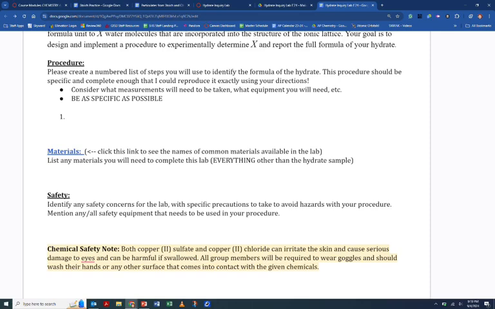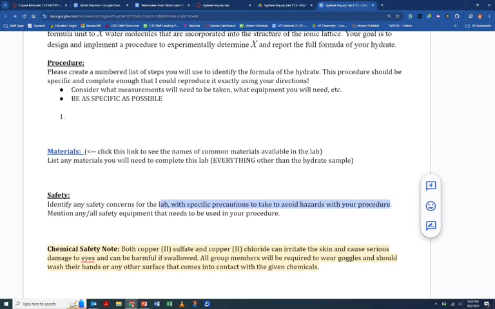I have made a note about chemical safety because I just need you to be aware that both of these chemicals, whether you get copper sulfate or copper chloride, can irritate the skin, cause serious damage to your eyes, and can be harmful if swallowed. So all group members will be wearing goggles, should wash their hands and any other surfaces that come into contact with chemicals. What I need you to focus on in your safety section is specific precautions to take with your procedure. What are you having us do, and how can you be safe while doing that? Then mention any safety equipment that needs to be used for your procedure so I can make sure to have that available for you. And you can say that either down in the safety section or up in materials or both.